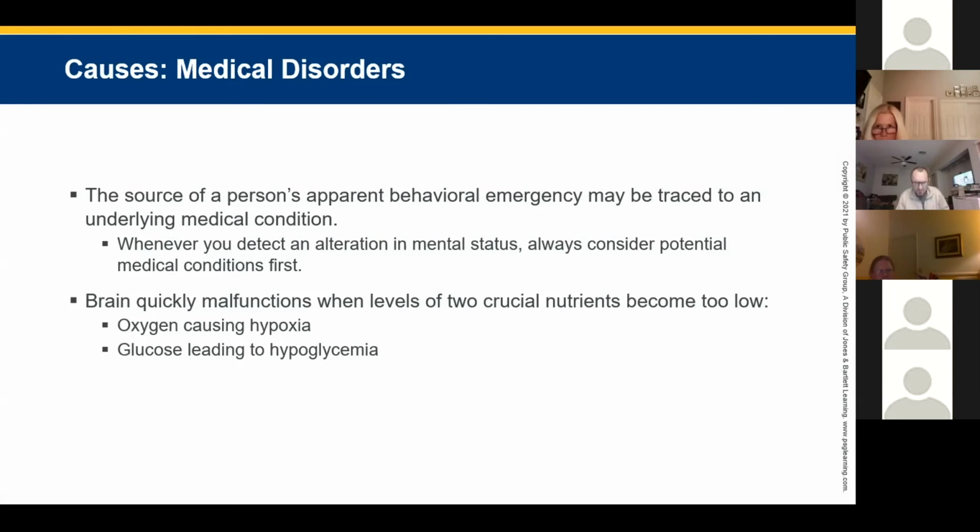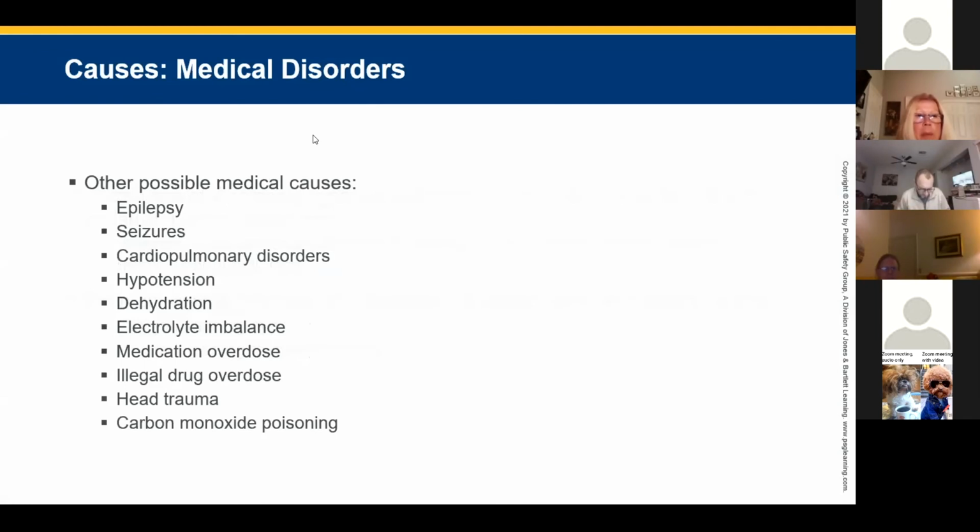Alcohol, right? Yes. Lack of oxygen, right? Sure. If they're diabetic, it could be they're hypoglycemic, right? It could be drugs of any type. Maybe they didn't take their medication. Other possibilities of medical causes: epilepsy and seizures, I always thought they ran together. How about cardiopulmonary disorders?